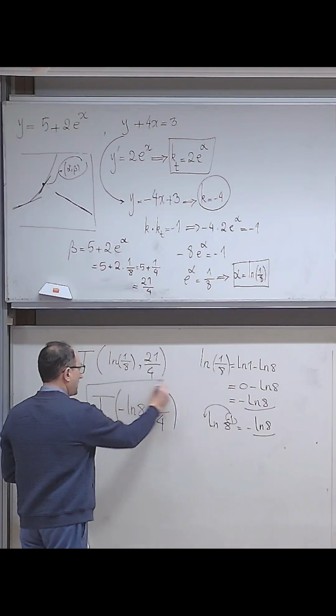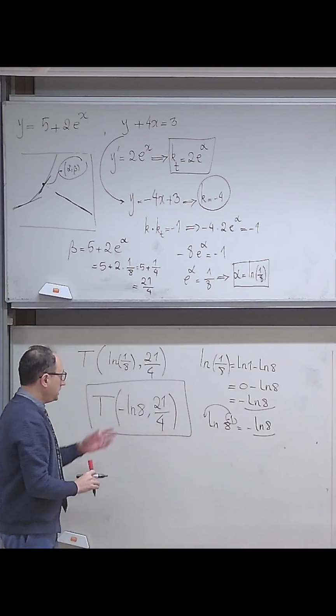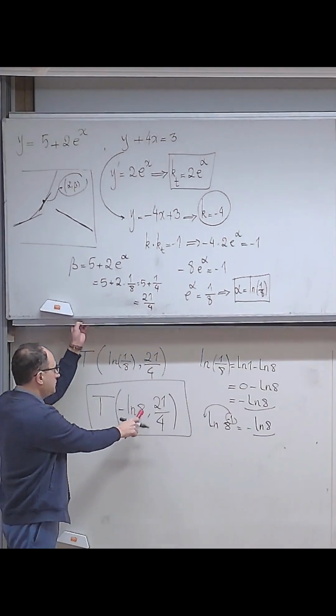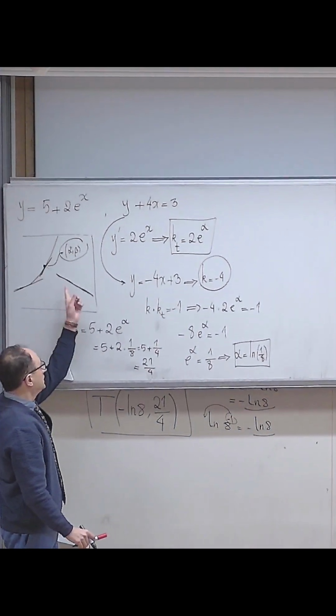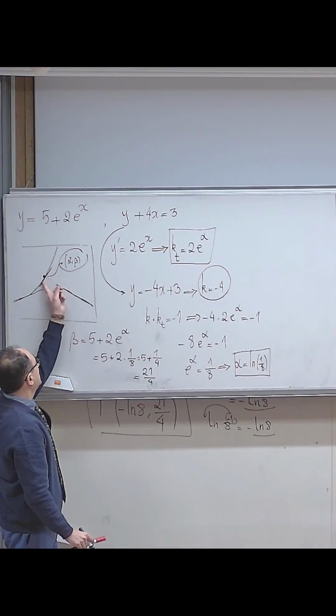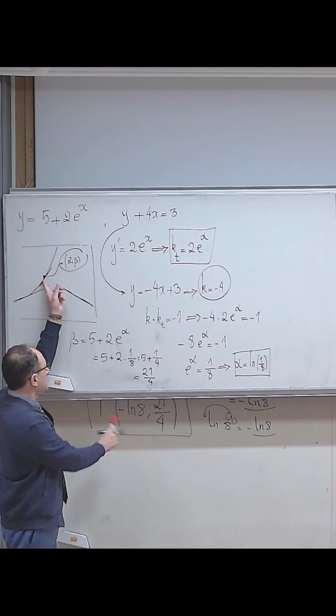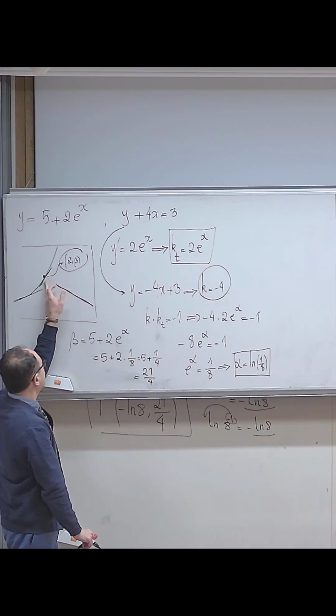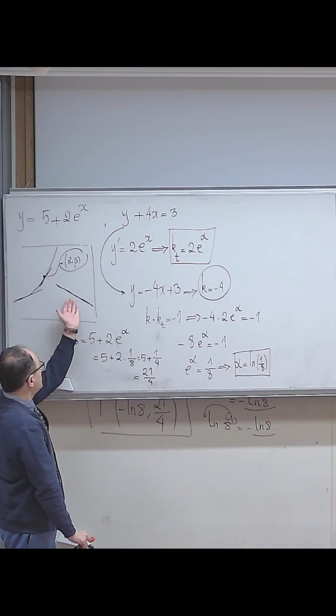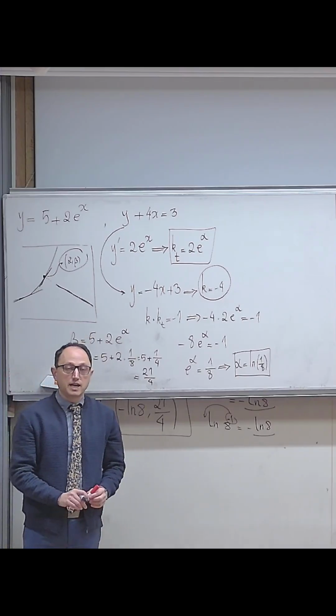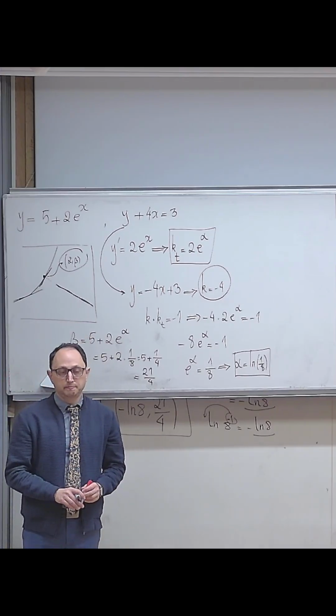So what does this mean? It means that if I find this point on this curve and I draw the tangent line to the curve at that particular point, it becomes a line which will intersect this line at a right angle, meaning perpendicular.